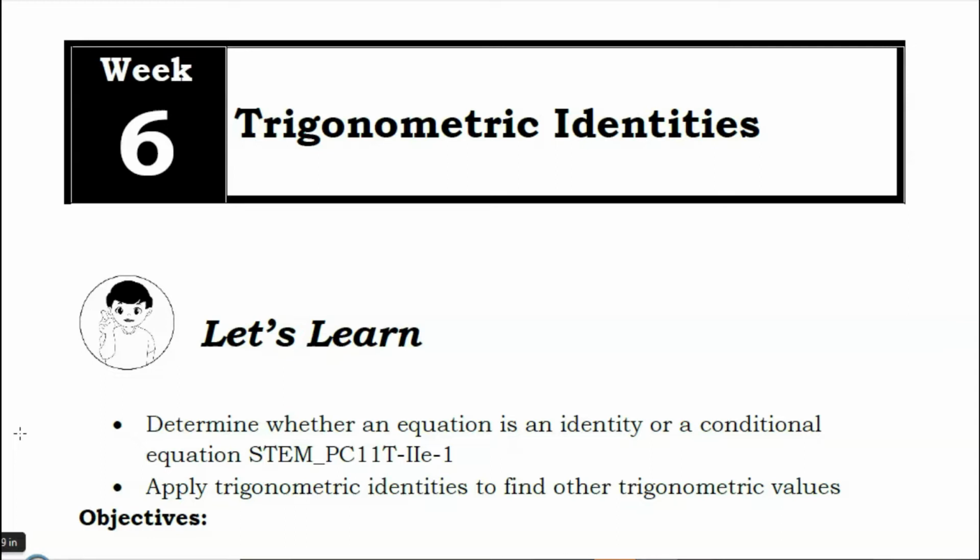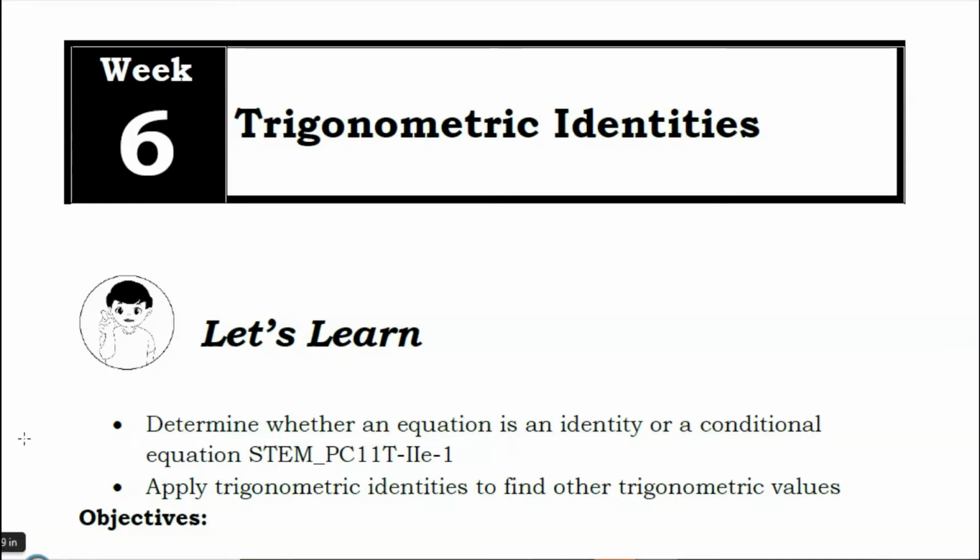But before we define trigonometric identities, we must know first if an equation is an identity or a conditional. What is the difference between the two? If it is called an identity, it means that for any value of x substituted into the equation, it will yield the answer that is stated in the equation. While a conditional equation is only true for some particular values of x.